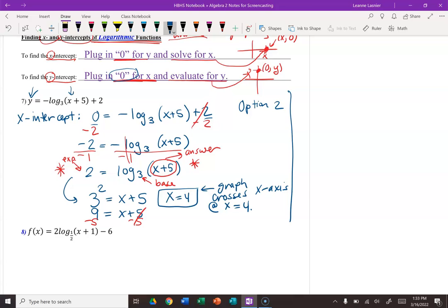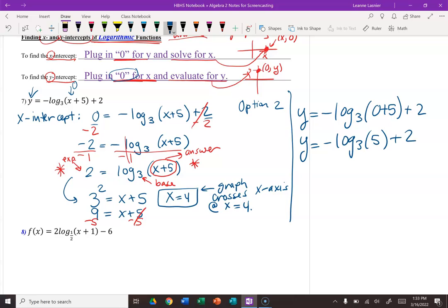So now I'm plugging 0 inside the log. So I have y is equal to the negative log base 3 of 0 plus 5, plus 2, which is negative log base 3 of 5 plus 2. So you can write this in a number of ways, but this here would be considered the exact form, right? This is no decimals, no decimal approximation.